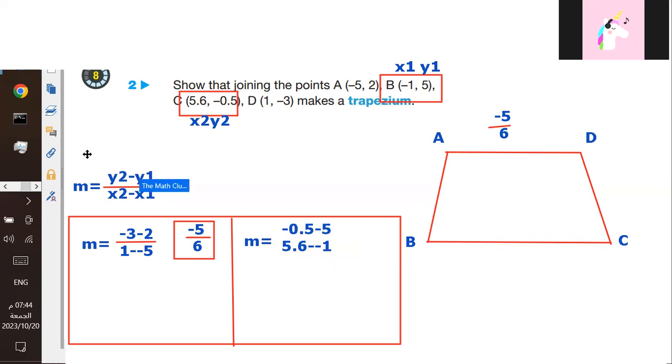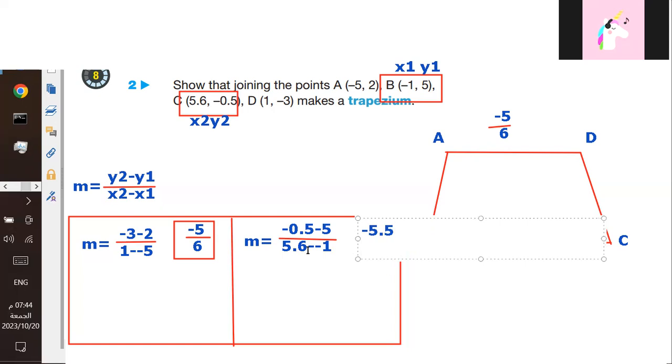I'm going to do the same idea: work it out and check if I have the same gradient. Now, let's check. So, minus 5 minus 5 is going to be minus 5.5, right? Because they have the same sign, and I'm going to add them. Over 5.6 minus minus 1, which means 5.6 plus 1, so that is going to be 6.6.